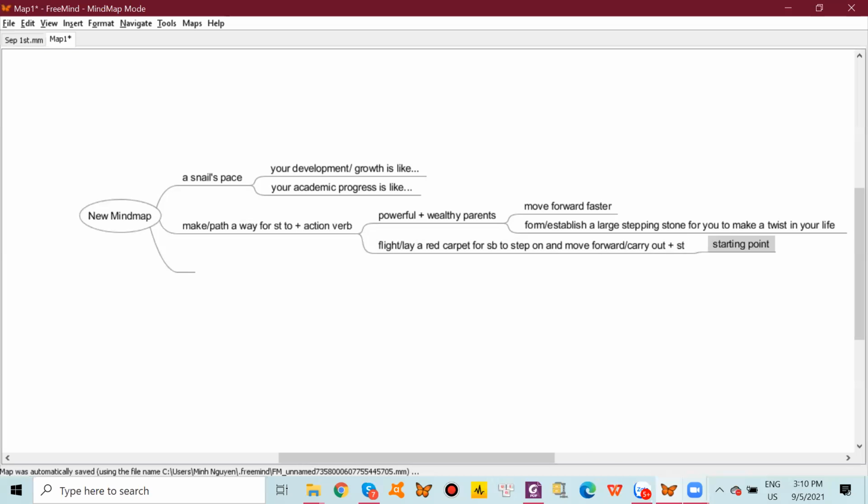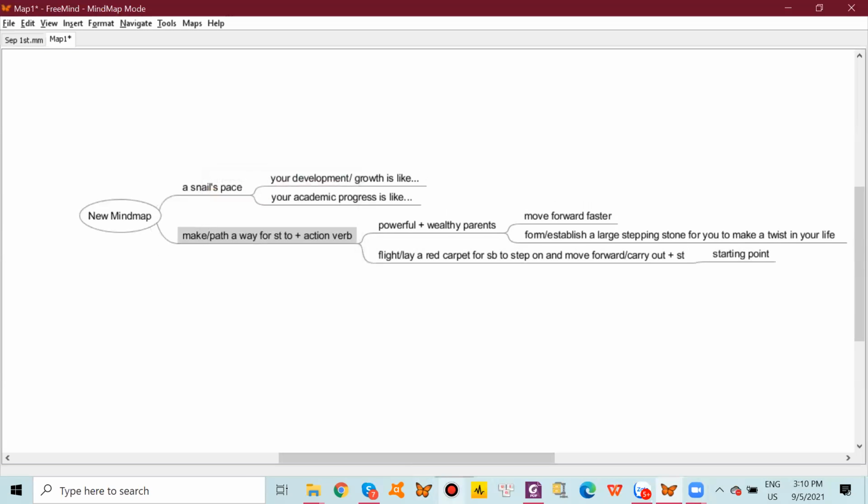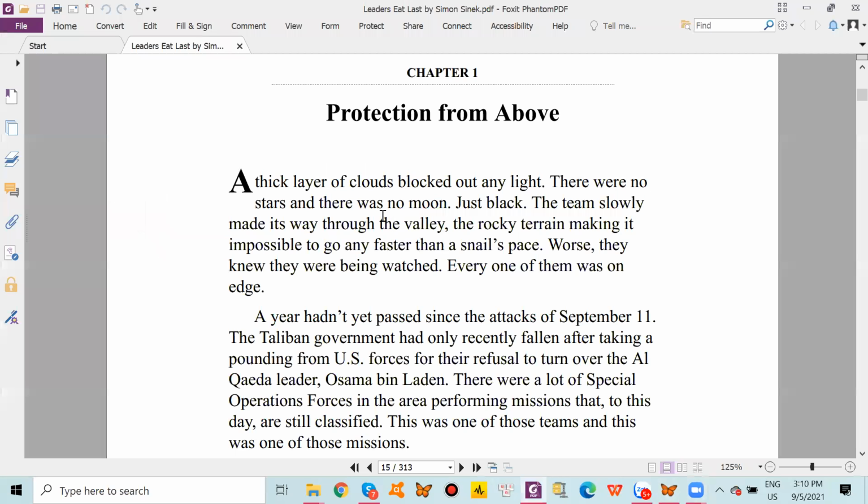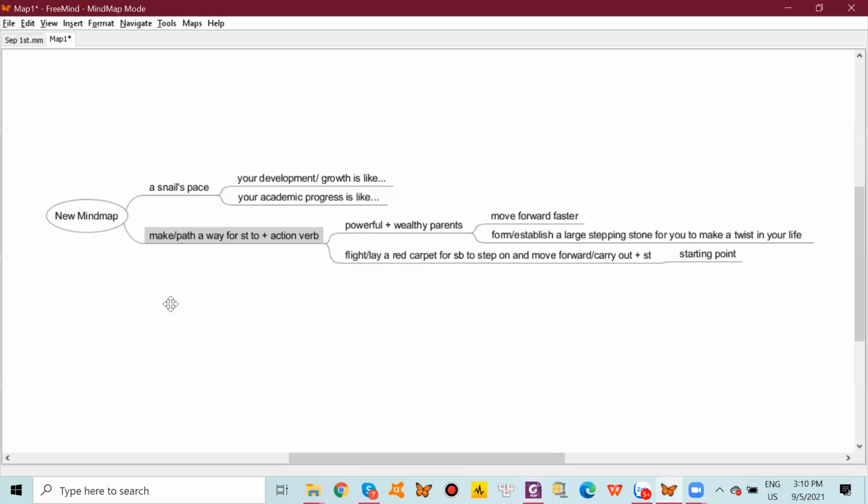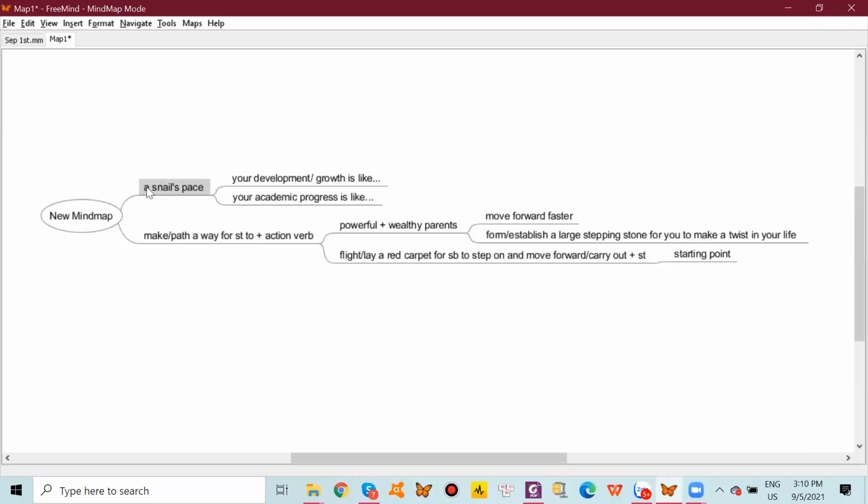So right here, here are the few phrases for us to pick from the very first two sentences of the paragraph. The first one, a snail's pace. And the second one, make a path way for somebody to do something.